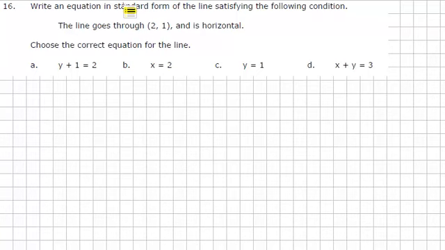First of all, it says write an equation in standard form. What is standard form? Standard form is when you write the equation of a line in the form ax + by = c, where a, b, and c are constants such that a and b are not both equal to 0, and x and y are variables. This is called standard form.